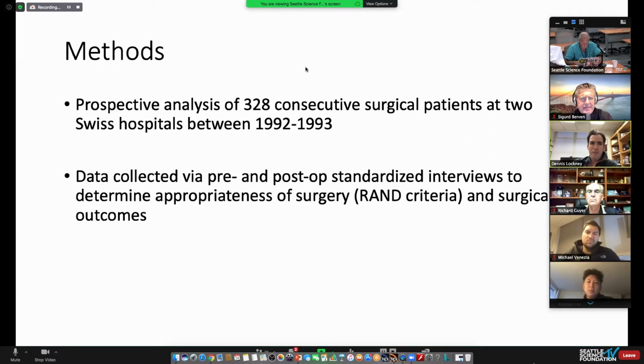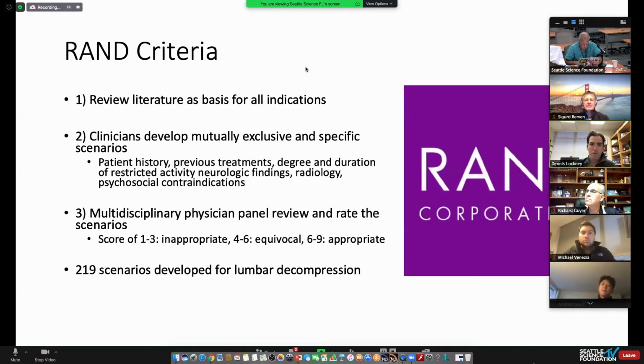So as I mentioned, 328 patients were consecutively analyzed between 1992 and 93. They collected the data preoperatively and postoperatively via standardized interviews, and then determined the appropriateness based on these RAND criteria. The RAND system works as they review the literature as a basis for all the indications for a procedure. And then the clinician panel develops mutually exclusive and specific scenarios for each procedure based on patient histories, previous treatments, radiology findings, etc. They convene a multidisciplinary panel, review the scenarios, and then score them: 1 to 3 being inappropriate, 4 to 6 being equivocal, and 7 to 9 being appropriate.